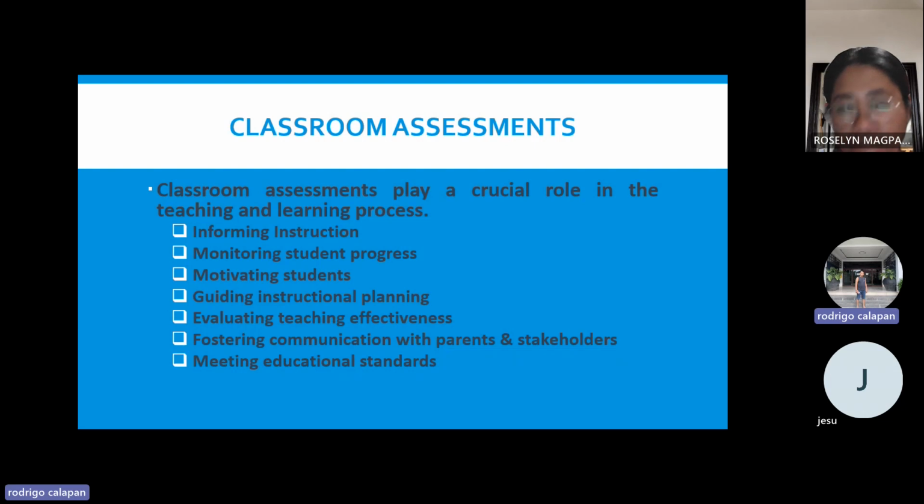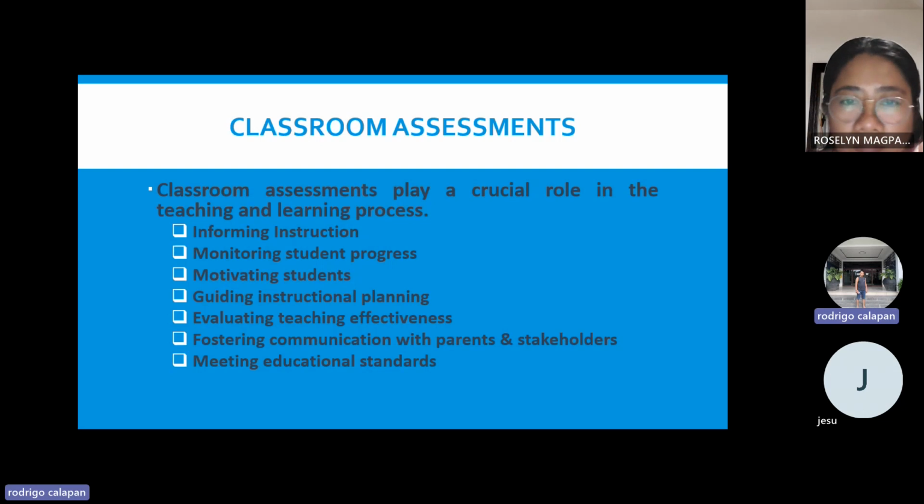The seventh is meeting educational standards. We all know classroom assessments are essential for aligning instruction with the educational standards and learning objectives. By assessing students' knowledge and skills, teachers can ensure that their teaching is aligned with the required curriculum, and that the students are progressing towards meeting academic standards.